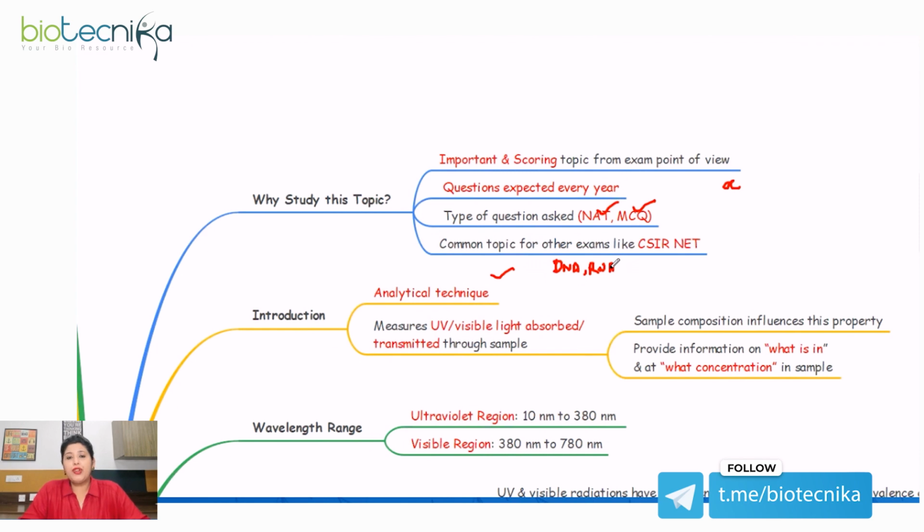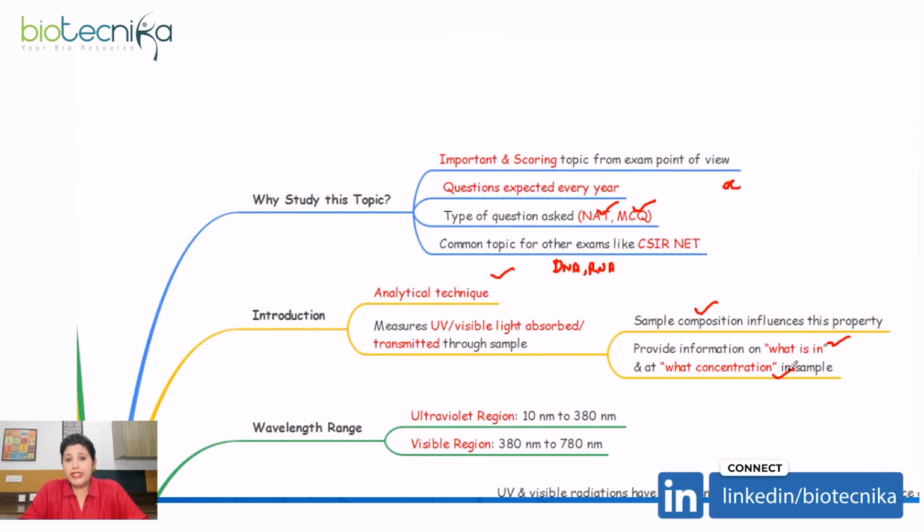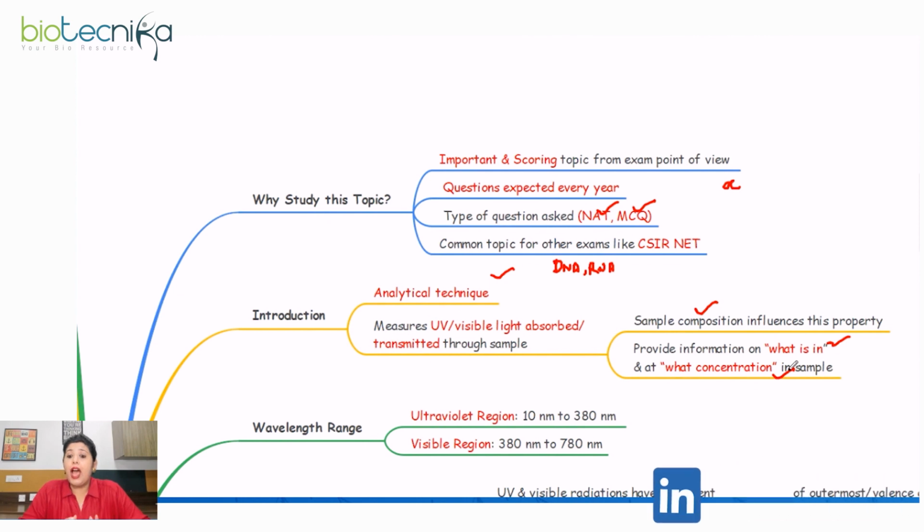And this absorption or transmittance depends upon the sample composition. So we can say that this particular technique provides information on what is in the sample and at what concentration. Let's say your sample contains DNA. We can find out whether the DNA is there in the sample, and if it is there, at how much concentration it is present, right? Similarly, whether a sample contains RNA or proteins, and if RNA or protein is present, at what concentration they are present. So we can say UV visible spectroscopy is a qualitative and quantitative technique.